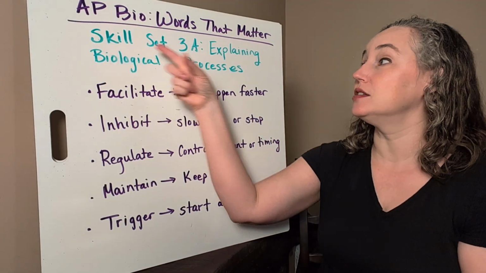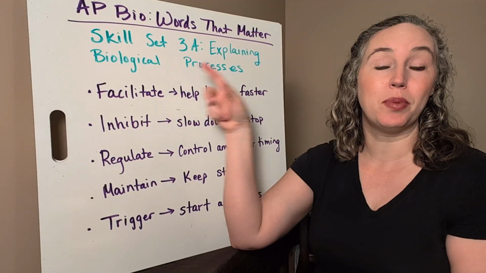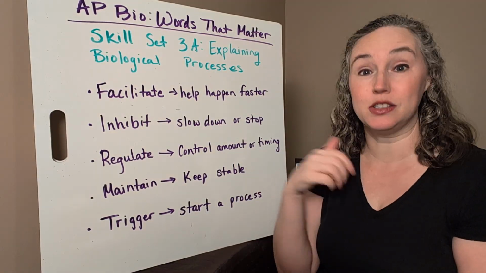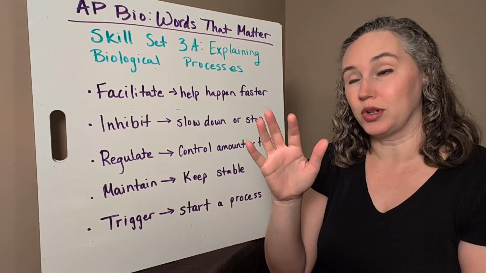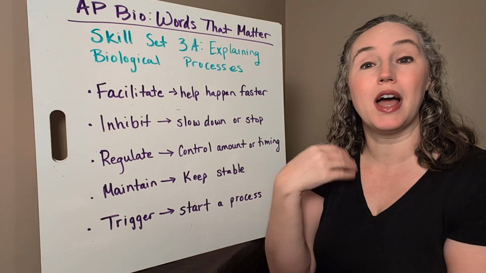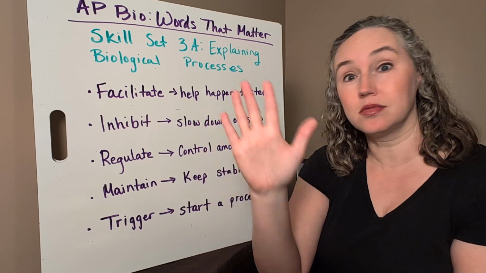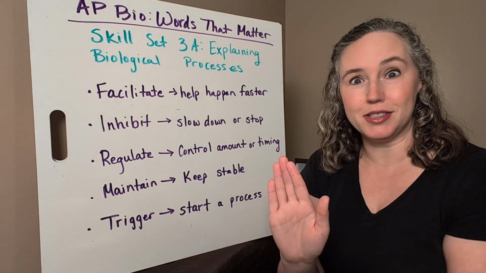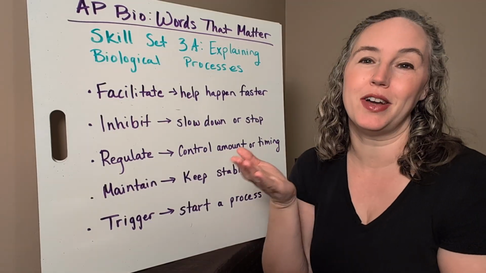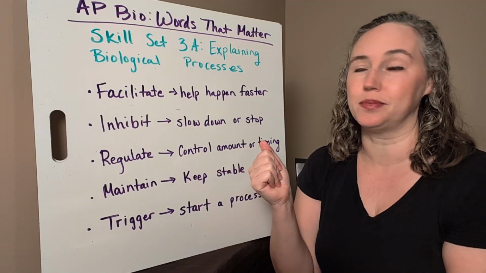Today, we're starting skill set 3, which is explaining biological processes. These are the first 5 words in this set. Next week, we'll get the next 5 words. For each word, I'm going to take an AP Bio word and give you a simple plain language definition, then an example of how you might see it on the actual AP exam.